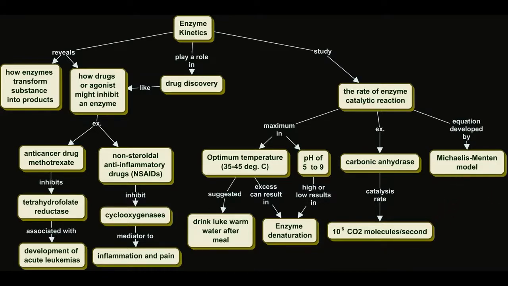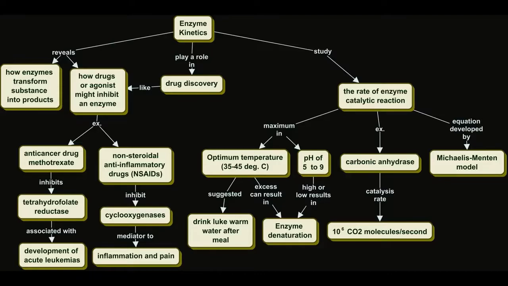The rate of enzyme catalytic reaction is best in the pH range of 5 to 9. Higher than 9 or lower than 5 can result in enzyme denaturation. In terms of the optimum or operating temperature, enzyme is best between 35 to 45 degrees centigrade. Higher than 45 degrees centigrade can result in enzyme denaturation. Now, after eating, it is advisable to drink lukewarm water. This will help our digestive enzymes work best, as it is around 35 to 45 degrees centigrade.